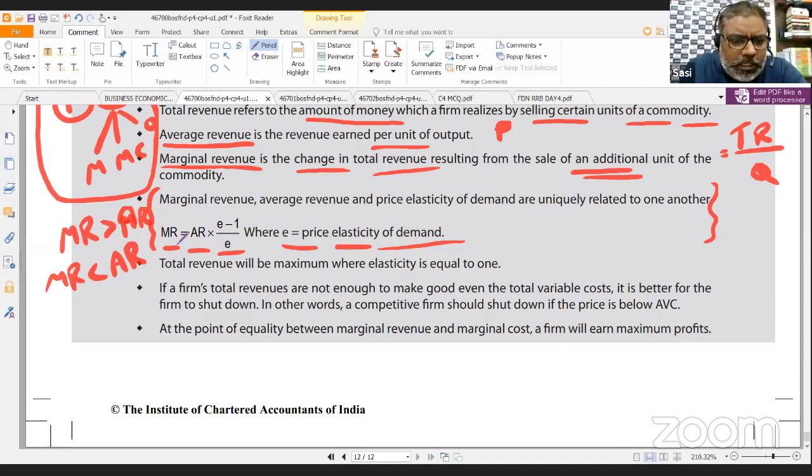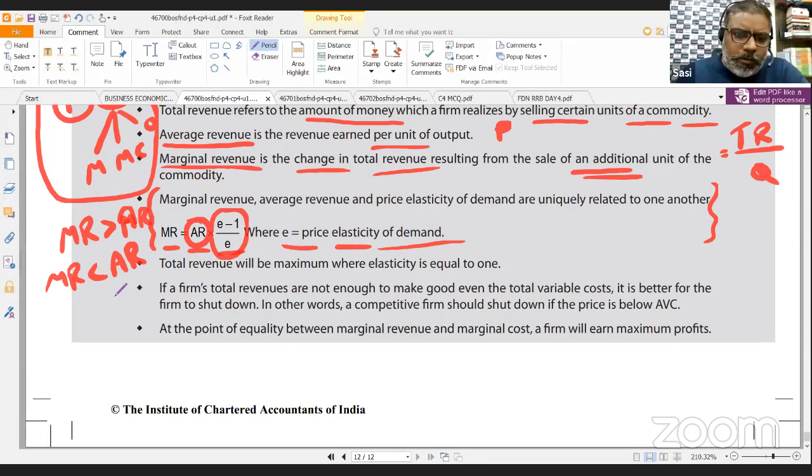So in that case, marginal revenue will be less than average revenue. So it will be negative also in that case, because if E is less than 1, anything less than 1, so definitely this becomes negative. If this becomes negative, marginal revenue also becomes negative. That is how marginal revenue and average revenue are related with each other. Simple formula: marginal revenue is equal to average revenue into (E minus 1) divided by E.